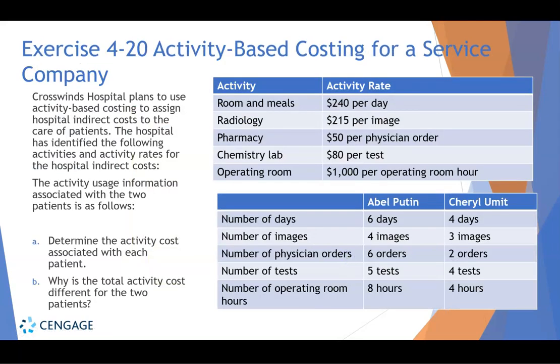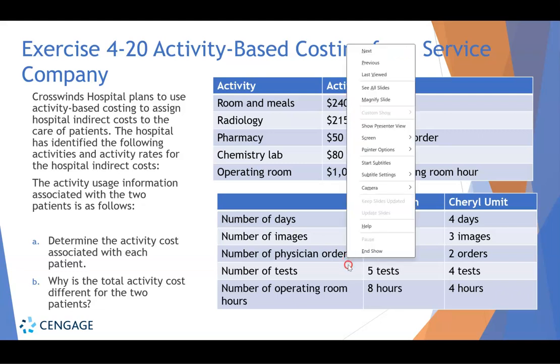Let's look at one more exercise here. Crosswinds Hospital plans to use activity-based costing to assign hospital indirect costs to the care of patients. The hospital identified the following activities and activity rates for its indirect costs. We've got room and meals at $240 a day, radiology at $215 per image, pharmacy at $50 per physician's order, chemistry lab at $80 per test, and operating room at $1,000 per operating room hour.